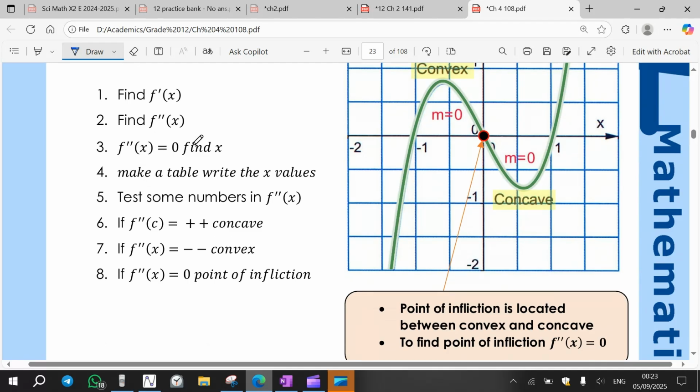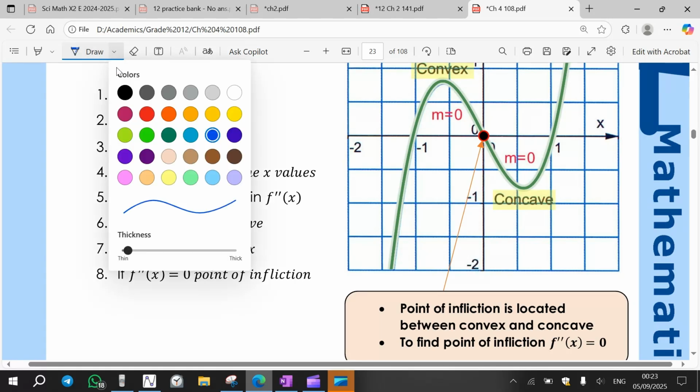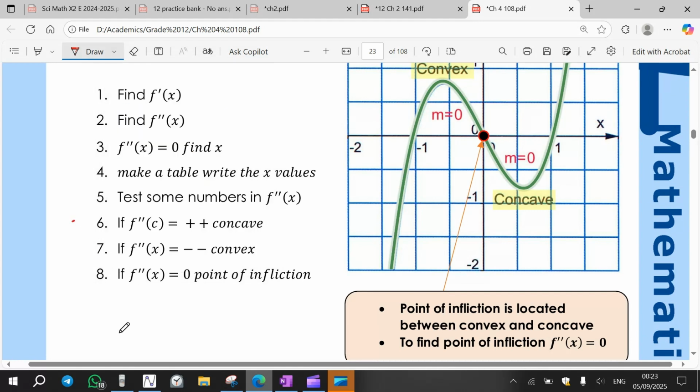Once we have found the point of inflection, just like the first derivative test, we can make a table and choose some values for testing. Then if the second derivative is positive, it's concave. If the second derivative is negative, it is convex. We can always remember this as follows. If the second derivative is positive, positive is happy, so it is concave. If the second derivative is negative, negative is sad, and it is convex. That's convex, and this one is concave.